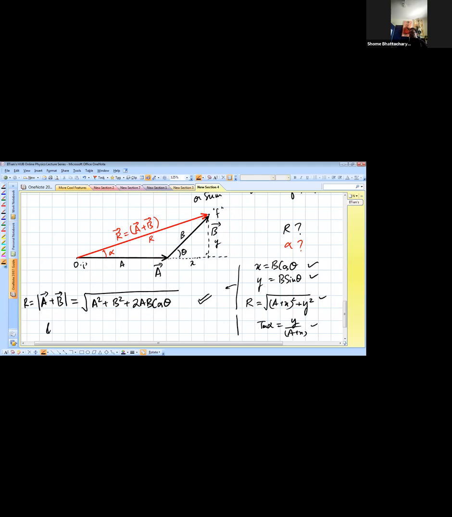So the angle alpha becomes such that its tan is equal to b sine theta upon a plus b cos theta. This becomes this.